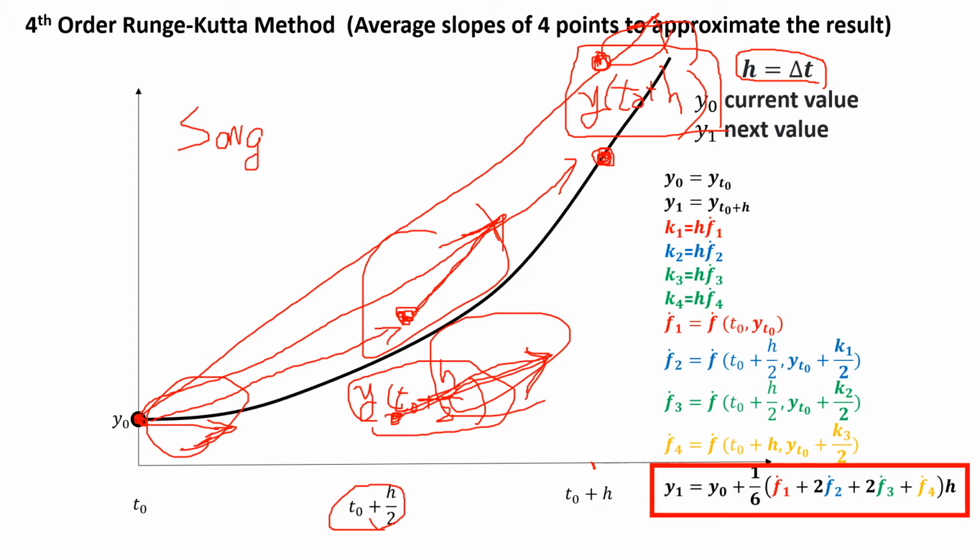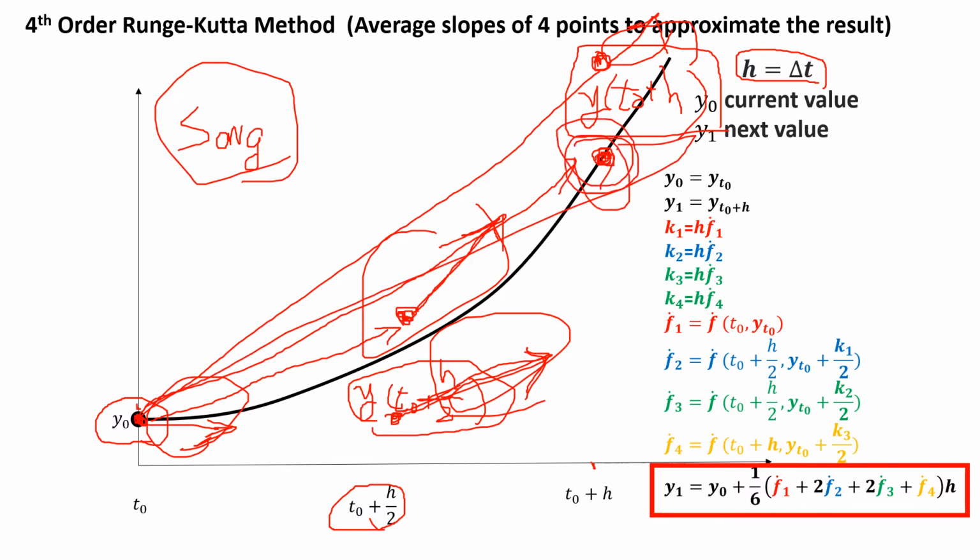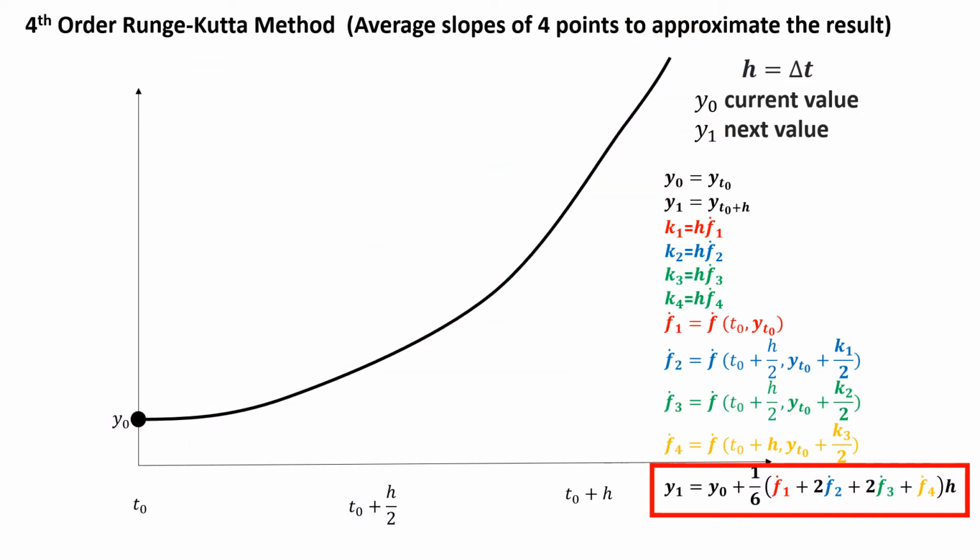Then we can use the average slope to estimate what this point is. So the average slope, we also use the previous point and use this slope to estimate the point here. Because we average four slopes, the approximation for the average slope will be better. So you can see here, the initial point, we may have a slope. Then we use this slope to estimate y at t0 plus 2h.